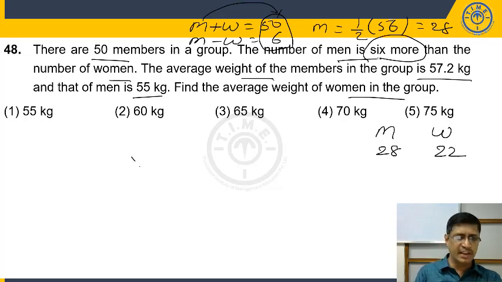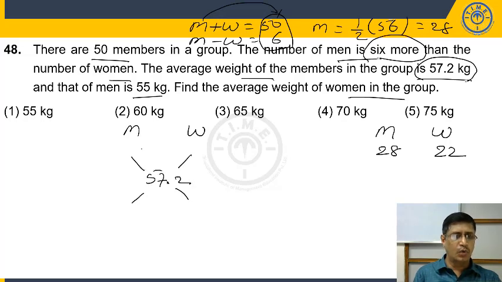So if you observe the alligation process, what is the average? I am taking men on one side and women on the other side. So what is the mean average here? The entire group mean is equal to 57.2. What about the men? 55. What about the ratio? If you observe the ratio, dividing with 2, we get 14:11.